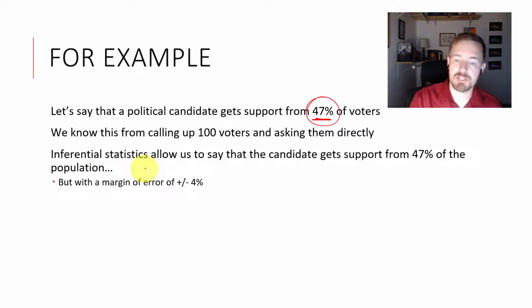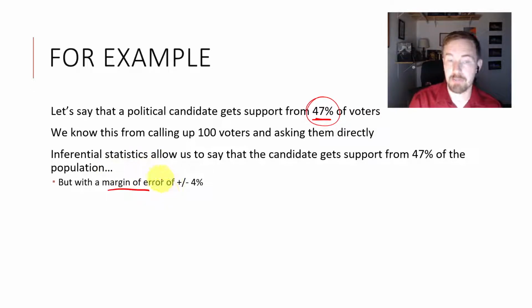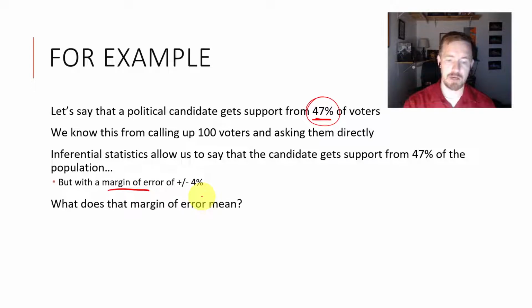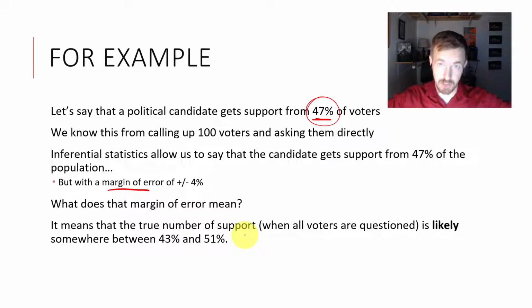So inferential stats is going to tell us that 47% of our population is going to vote for candidate A. But, and this is the thing that you may have seen on the news, there is the margin of error. So what does it mean to have a margin of error of plus or minus 4? Because that's an expression I see quite a bit. What does that mean?